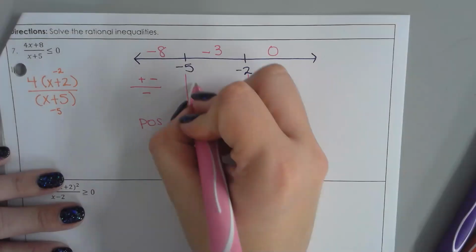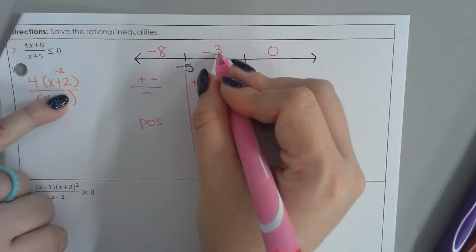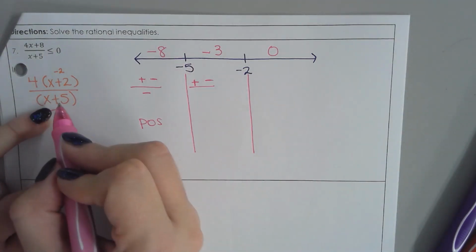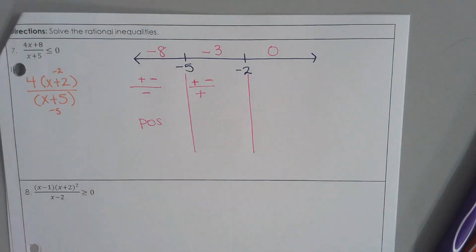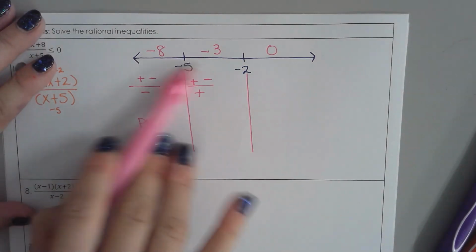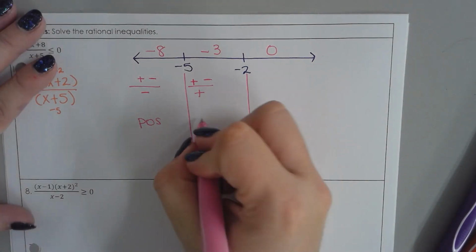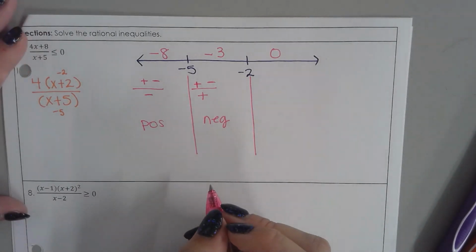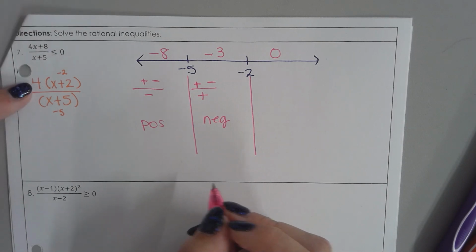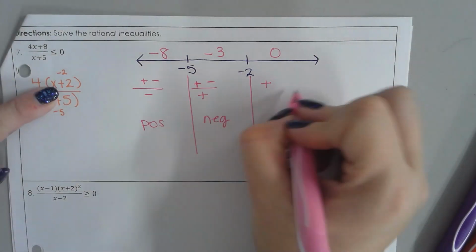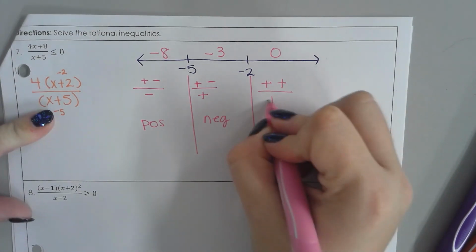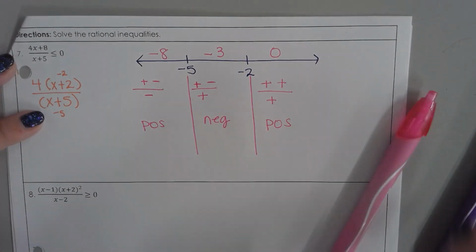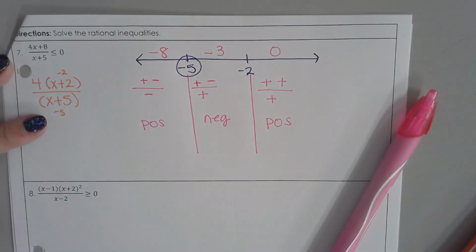All right, we have a +4 times a negative, and -3 plus 5 is actually positive. So a negative divided by a positive is a negative. We have a +4, a +2, and a positive. That's all positive. Oh, and I forgot to circle my -5.